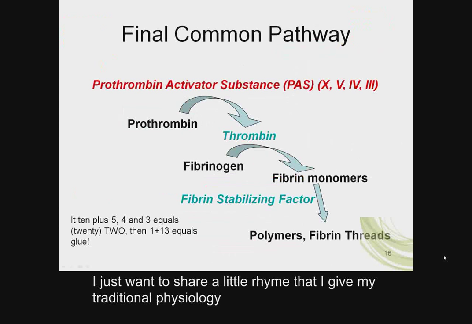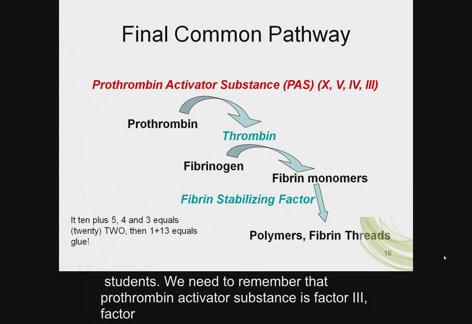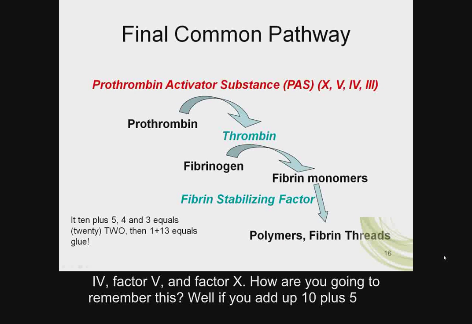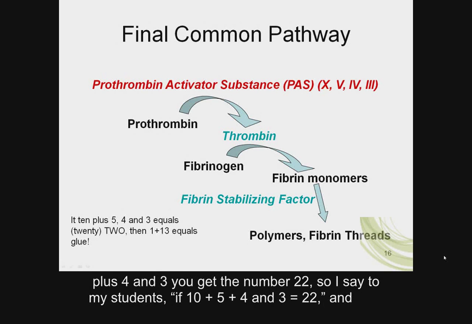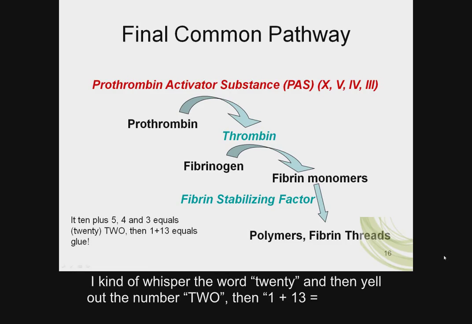I just wanted to share a little rhyme that I give my traditional physiology students. We need to remember that prothrombin activator substance is factor 3, 4, 5, and 10. How are you going to remember this? Well, if you add up 10 plus 5 plus 4 plus 3, you get the number 22. So I say to my students, if 10 plus 5 plus 4 and 3 equal 22, and I kind of whisper the word 20 and then yell out the number 2, 22, then 1 plus 13 equal glue.